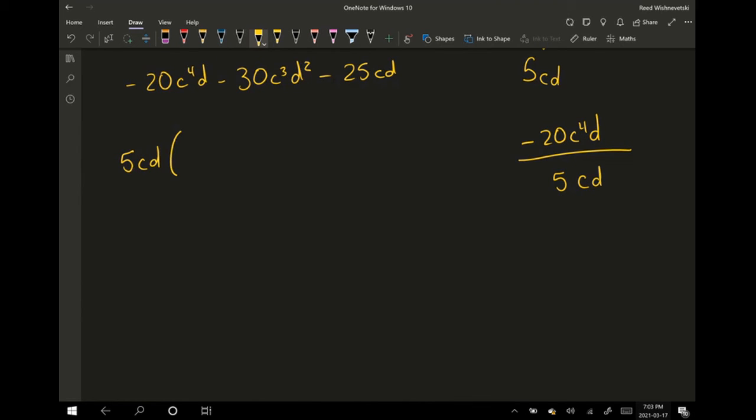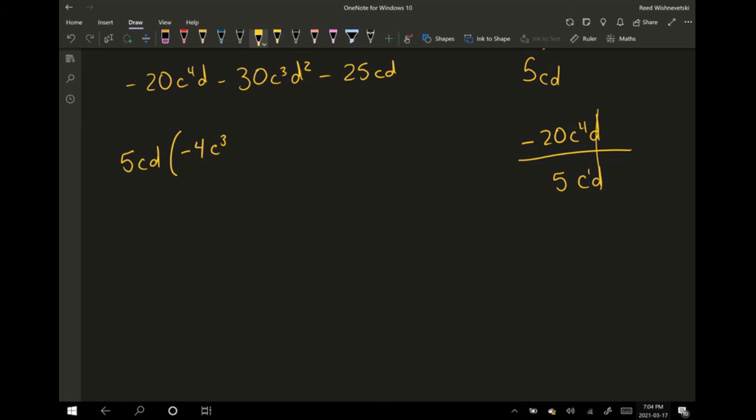I forgot to mention we have to start our bracket over here with that 5cd. Start your bracket. So we know negative 20 divided by 5 is going to be negative 4. And if we divide our c's, we have c to the 4 divided by c to the 1. Remember our exponent rules. This is going to be 4 minus that implied 1, so that's going to be negative 4c cubed. And then the d's here, they're going to cancel.